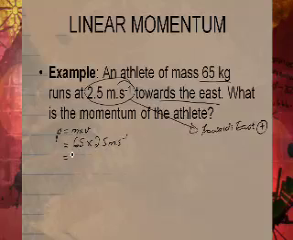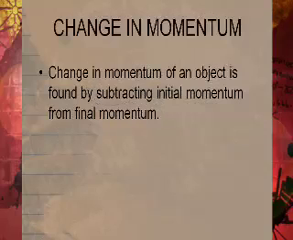And what will that be? Quickly we can get that. 65 times 2.5, what is the answer? We get it to be 162.5 kilograms meters per second. That is the momentum of the athlete as he runs towards the east, okay? Change in momentum. All right.